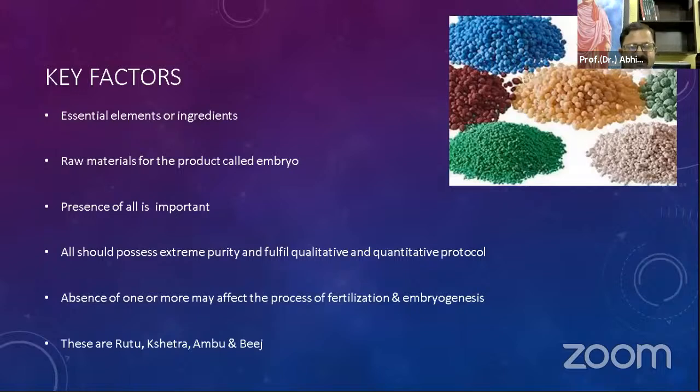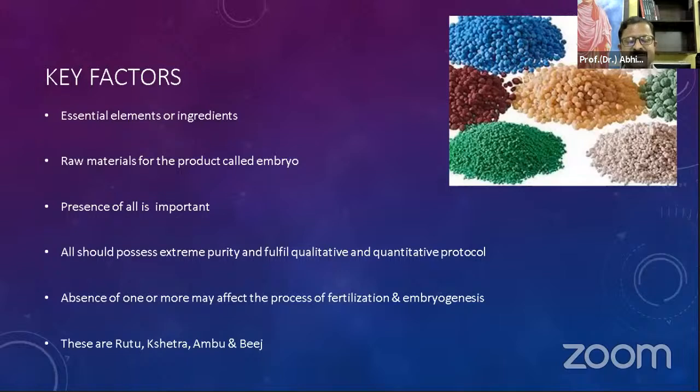So now, what are these key factors which are actually required for embryogenesis? Embryogenesis is actually a combination of so many things. It is not an event, or a process related to a single unit. There is a combination of so many factors, the bodily factors and even the psychological factors also. So what are these key factors and what is their requirement in embryogenesis? These key factors are also called essential elements or ingredients. These factors are really required for proper embryogenesis or proper formation of the embryo.